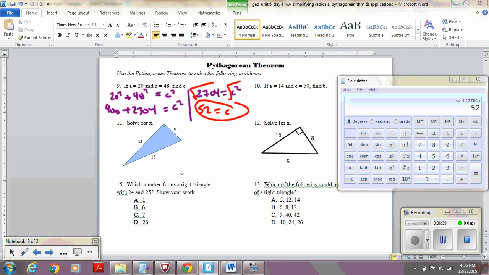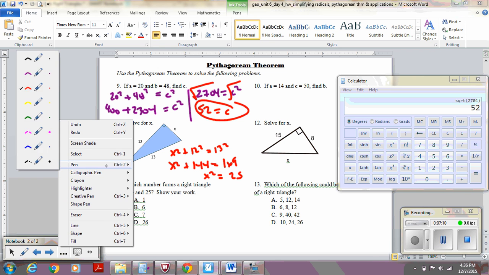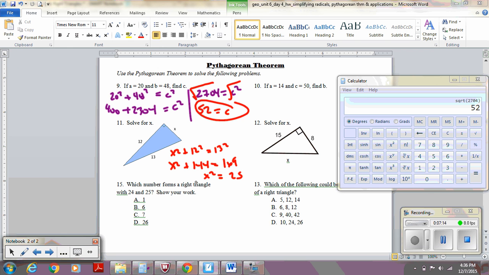All right, on number 11, it wants us to solve for x. X is not the hypotenuse in this case. X is a leg. So that would mean x squared plus 12 squared is equal to 13 squared. So that means x squared plus 144 is equal to 169. Subtract 144 on both sides, and you would get x squared is equal to 25. And now we got to take the square root of both sides to get x isolated completely, and therefore you would have x is equal to 5.